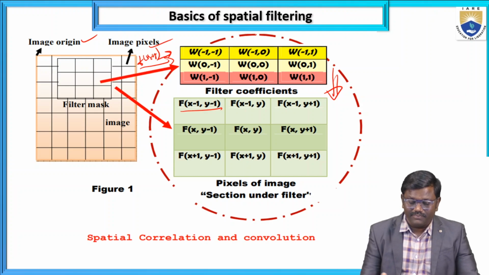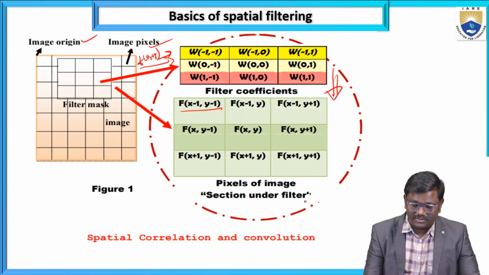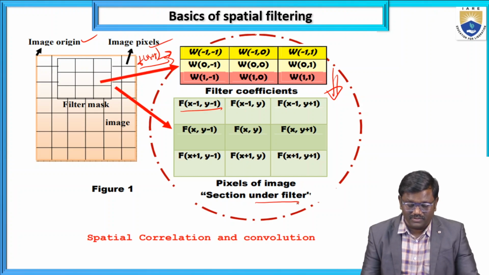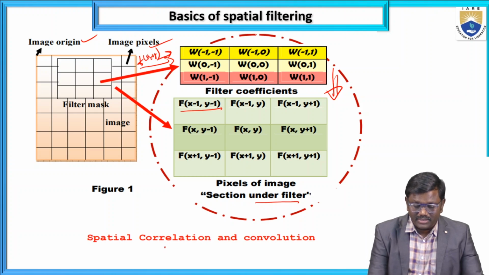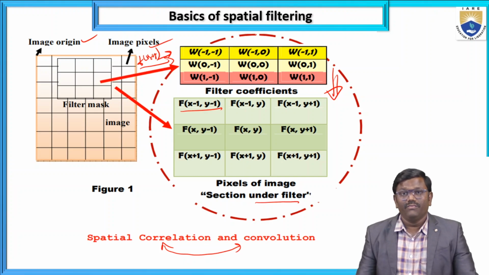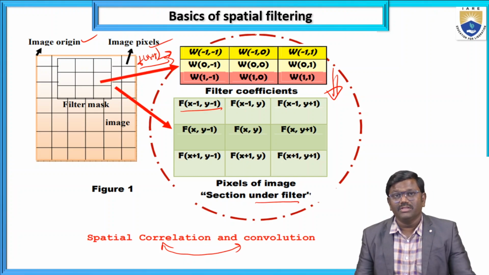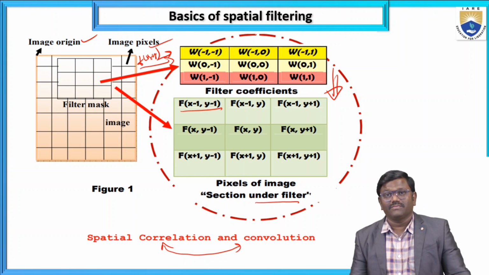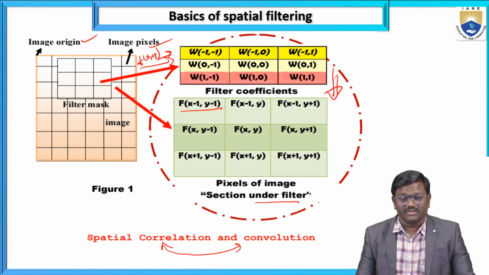So you have the pixels of the image section under the filter process, which we are going to keep in the relationship of correlation and convolution. Spatial correlation and convolution will help us to understand how this filter mask is applied to the pixels of the image section under the linear filter process.